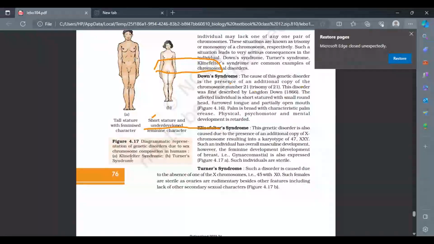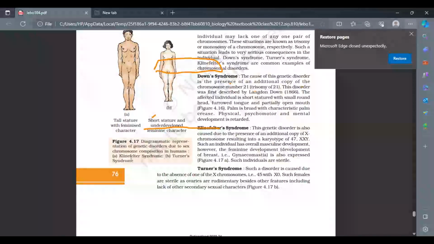There are three mentioned in your NCERT: Down syndrome, Klinefelter syndrome, and Turner syndrome. What's Down syndrome? There is an additional copy of the 21st chromosome, right? So there are 23 pairs of chromosomes, and here there is an additional copy of the 21st chromosome. This was discovered by Langdon Down, so in order to give honor to this man, the syndrome is known as Down syndrome.